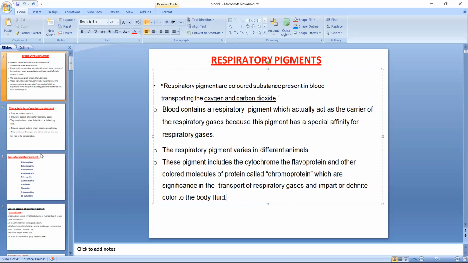Simply, whatever the substance that is chemically a protein, we call it a chromoprotein. Chromos, remember, means color.